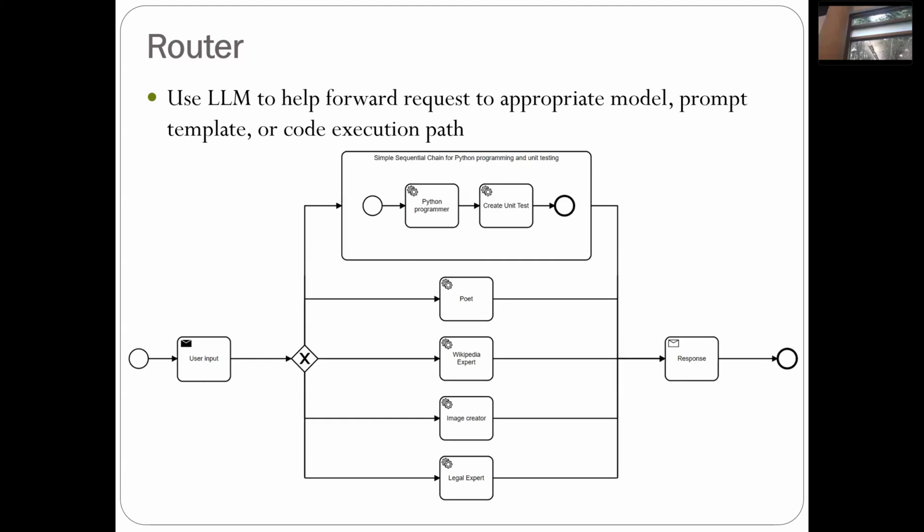Look at the prompt, look at the tools or the specialty that it's asking for, and then route it. So this person is asking for code production, so I'll send it to the Python path. It's asking for poetry, so I have a model trained to generate poetry down here, something that's Wikipedia, an image creator, or a legal expert. So that's the router.